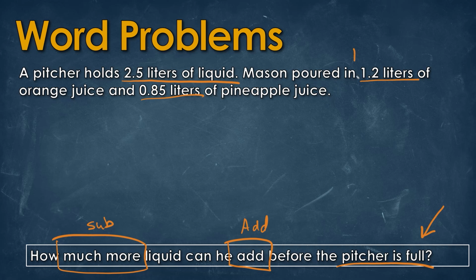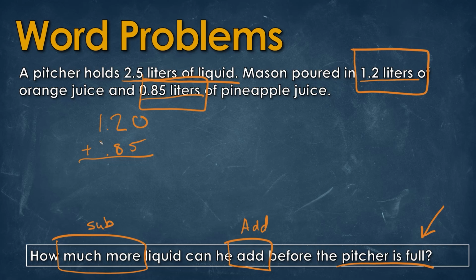So it looks like we're going to look at what's poured in first, which are these two numbers at the bottom. And we'll add those two numbers together, so we have 1.2 plus 0.85. Now we can add zeros to what's missing to fill in the gaps. We'll start by adding on the right side, so 0 plus 5 is going to be 5. 2 plus 8 will be 10, so we'll put the 0 here and we'll carry the 1 over. Our decimal will go here. We have 1 plus 1, which will be 2.